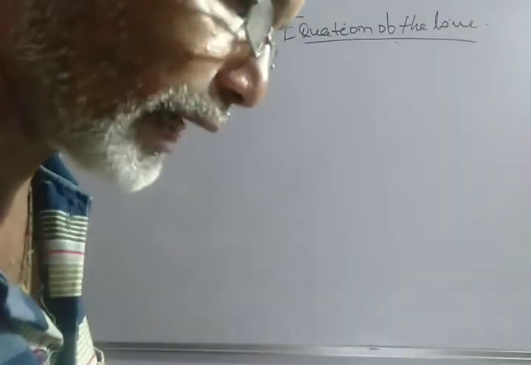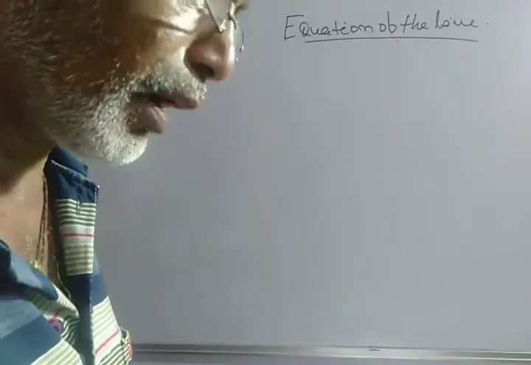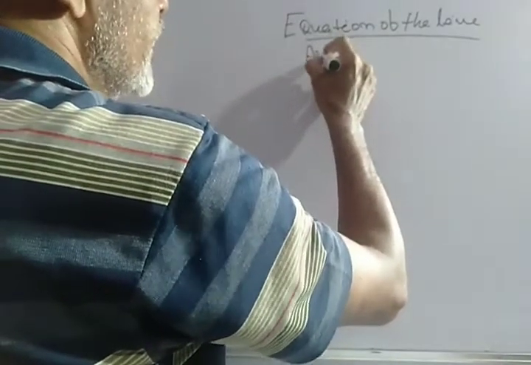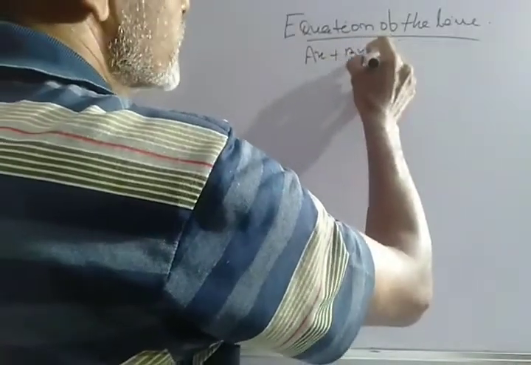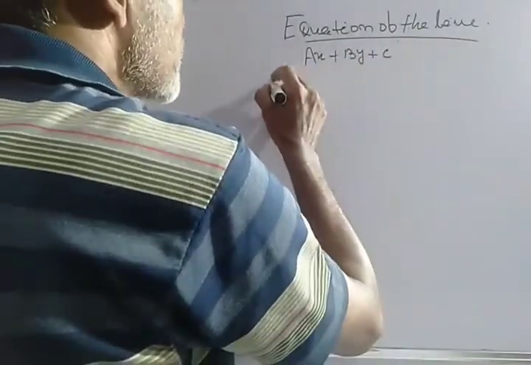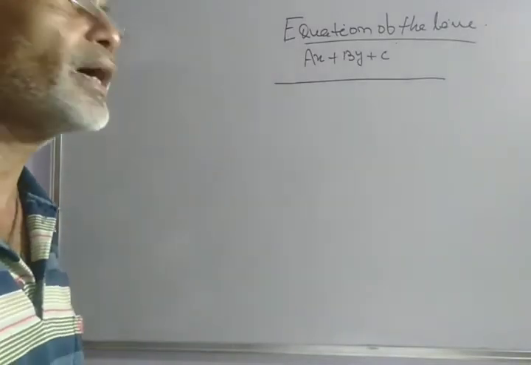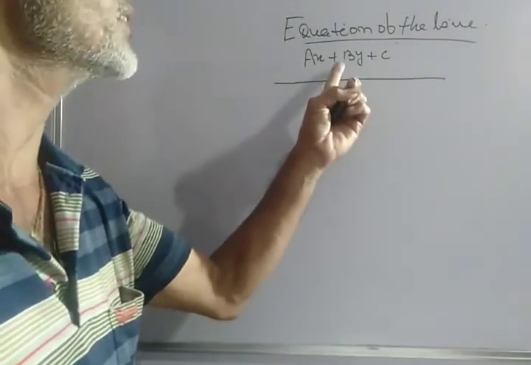Now I am going to start the equation of the line. What do you mean by the equation of the line? If a line is denoted by an equation ax plus by plus c, that means all the points in that line satisfy this equation, because a line is a set of points and all the points satisfy this equation.